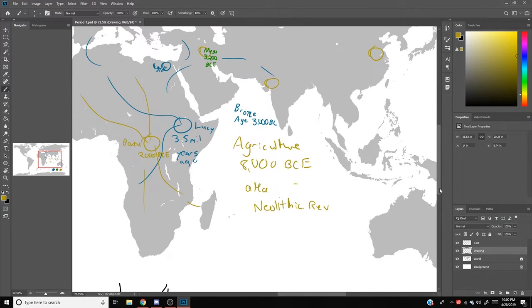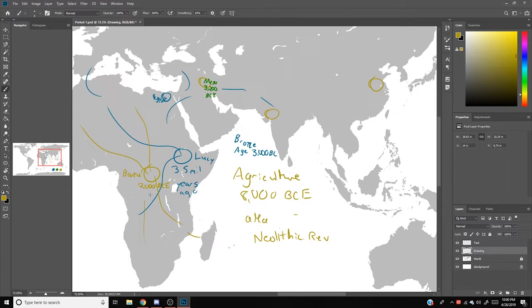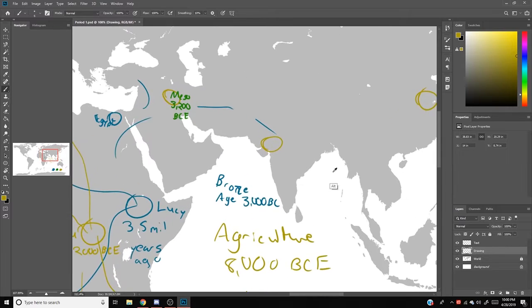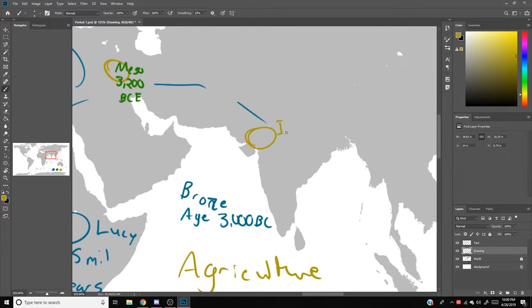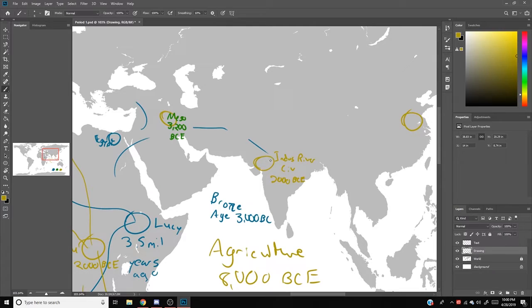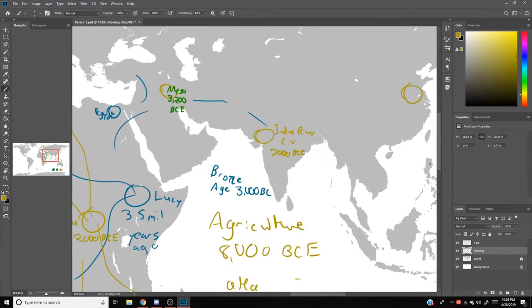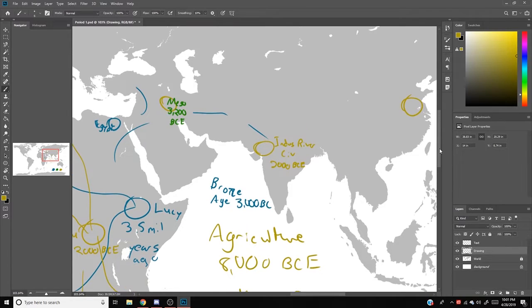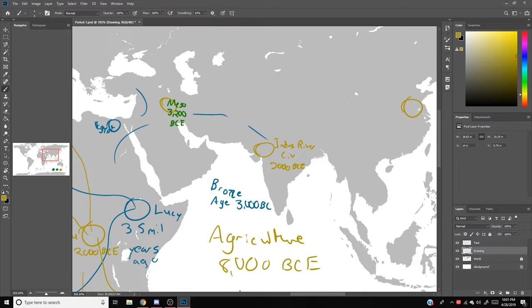It just gets spread. Meanwhile, at the same exact time, 2000 BCE, here we've got the Indus River Valley, finally a civilization popping up here. Indus River Civ, which is also 2000 BCE. They had all sorts of stuff like city planning. It's pretty crazy. Yeah, city planning. But they died because of a natural disaster, which is pretty unfortunate.